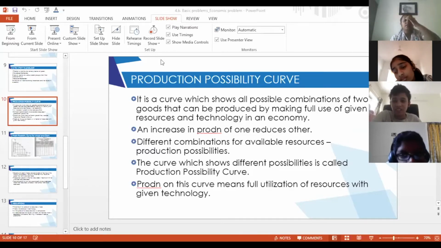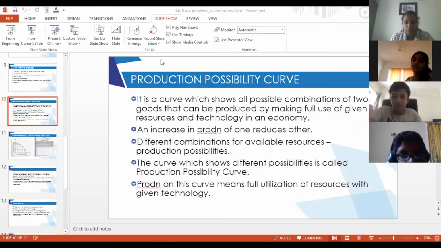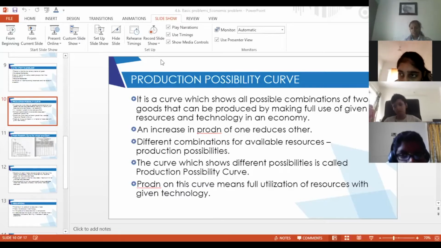So this will show you all the possible combinations of both the commodities, and since a graph is a 2D thing, you can take only two commodities on it. So one commodity you take on the x-axis, other you take on the y-axis, right? Now there are two three things which you have to see on a production possibility curve.